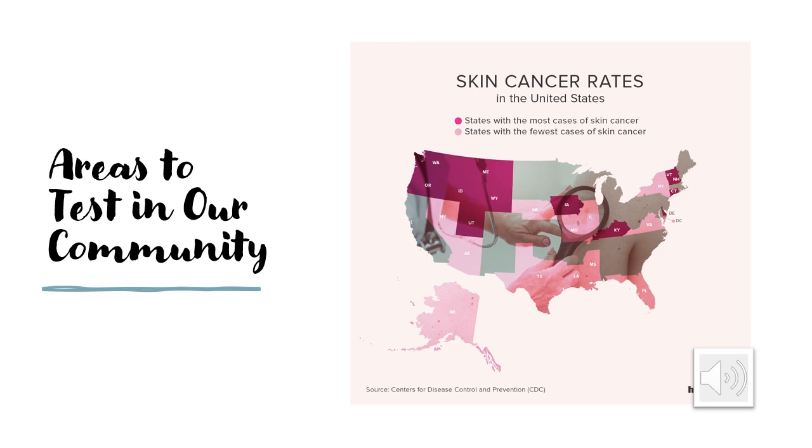What areas should we test for in our community? Based on the charts we saw earlier, we should test areas that have higher chances of developing skin cancer due to long-term sun exposure. These places include the United States, Canada, Brazil, parts of Europe, and Australia. This picture provided by the CDC shows states with the most and the least cases of skin cancer. Although Florida does not have as many cases as other states, many people in Miami like going to the beach to tan, increasing their risk, making it a crucial area to test.